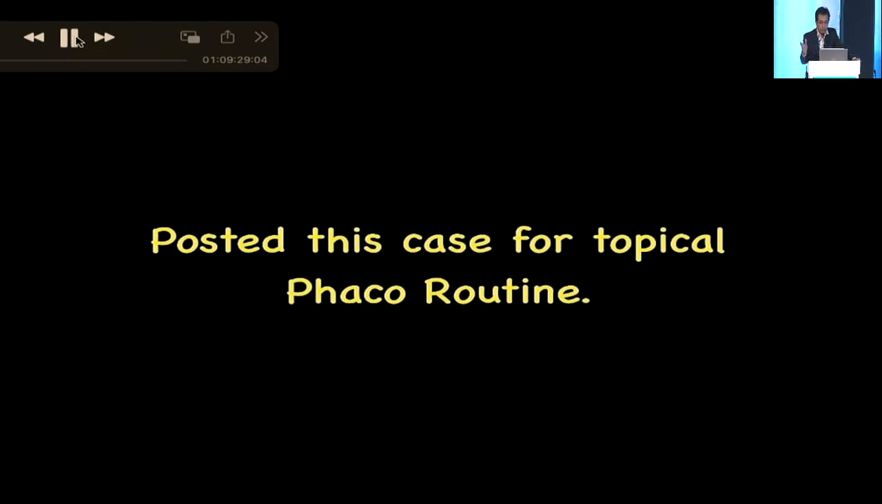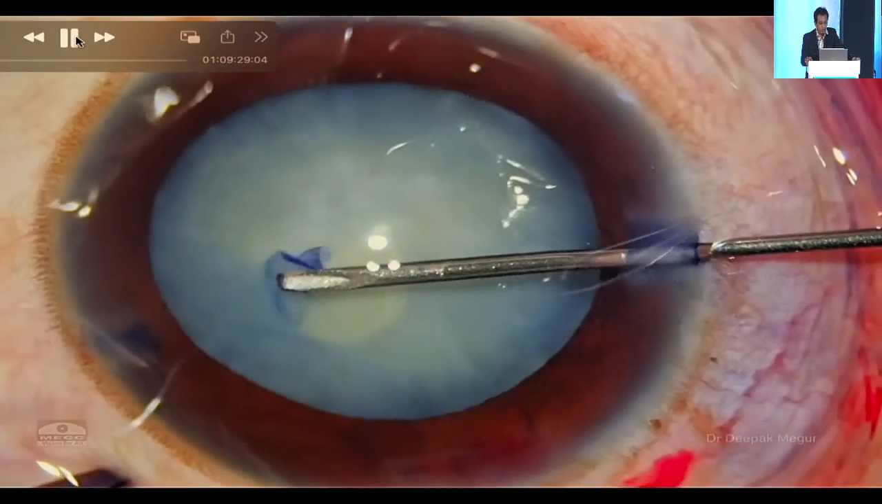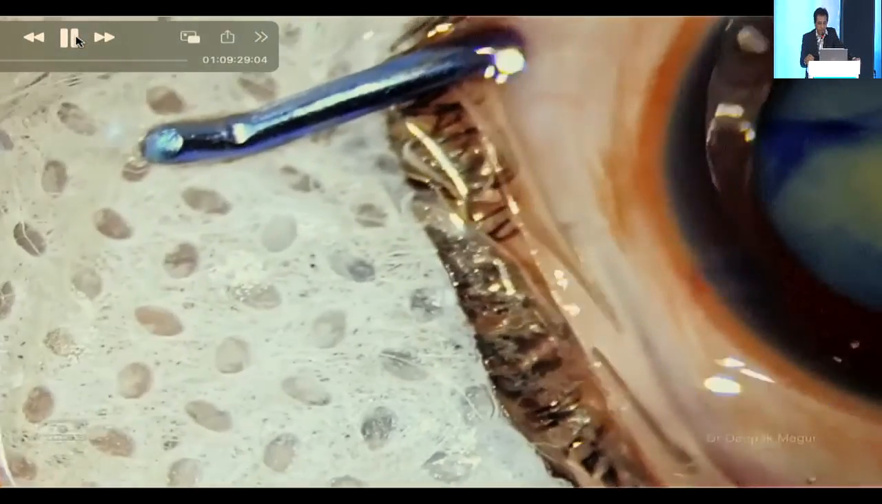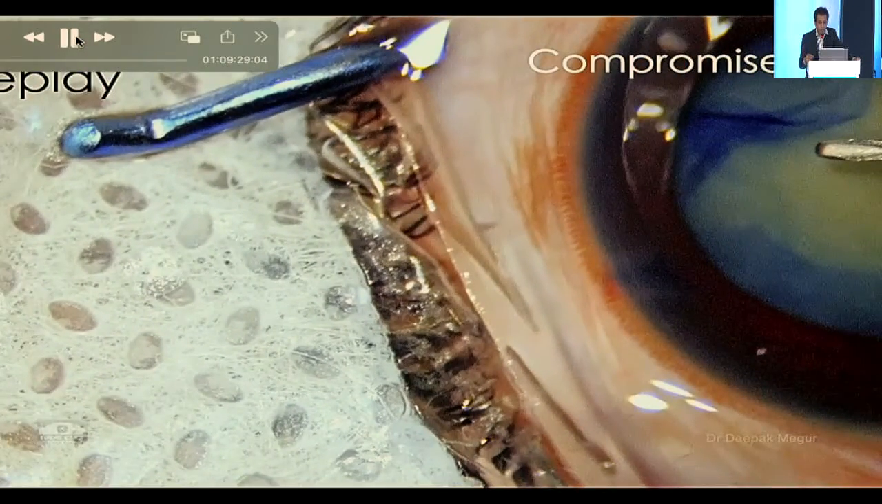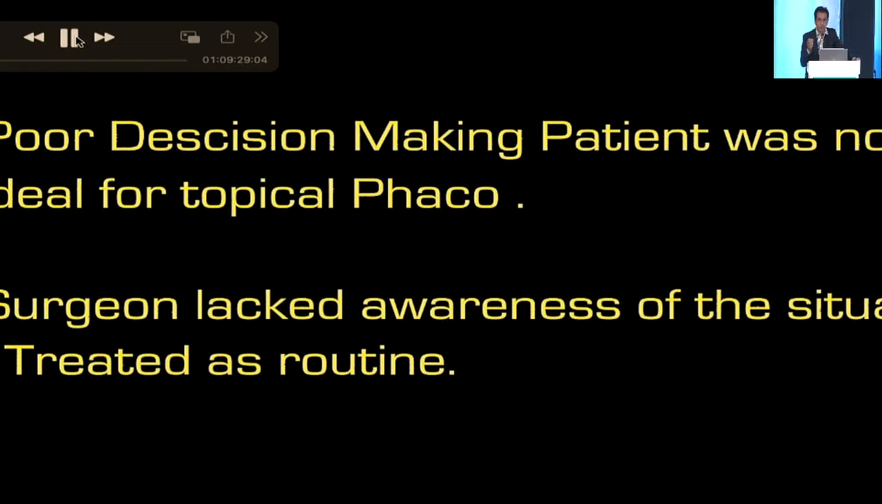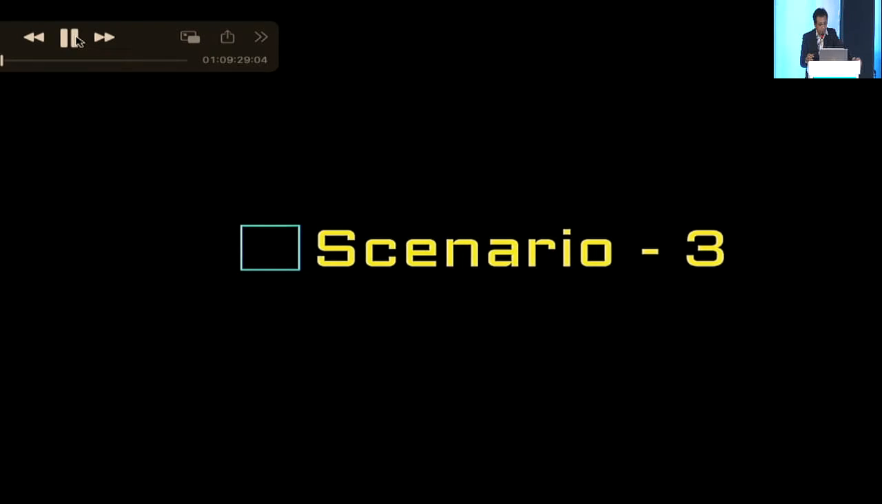Now, this was a case which was posted for a topical phaco routine, and you just take it for granted in every case, and the patient was not suitable. The patient was hard of hearing, deaf, not cooperative, and a simple step of just giving a block would have helped. This is purely a decision-making effort. The surgeon lacked awareness of the situation and treated it as routine. So never take anything for granted.